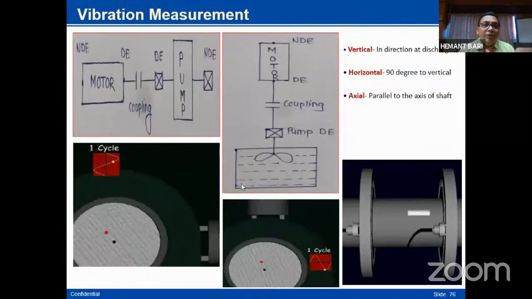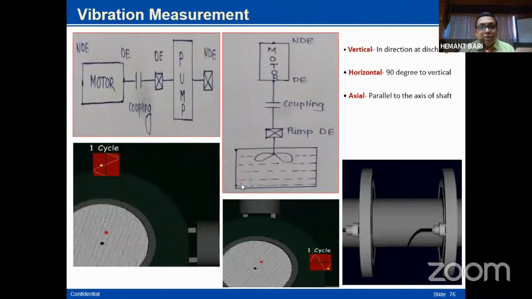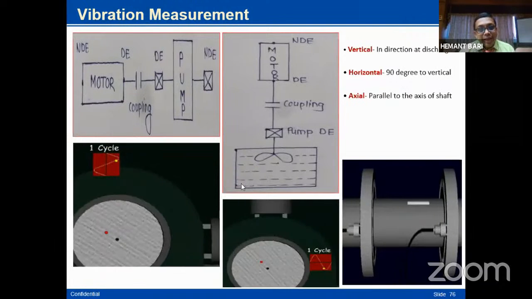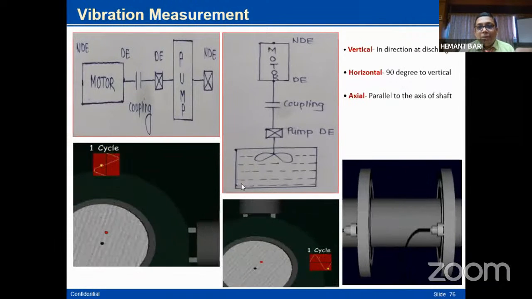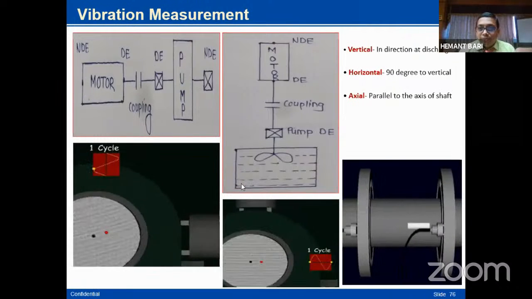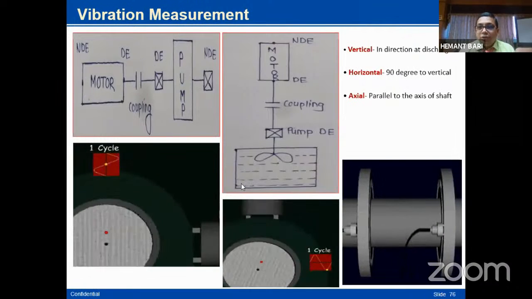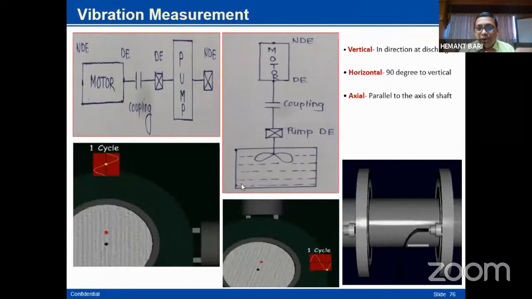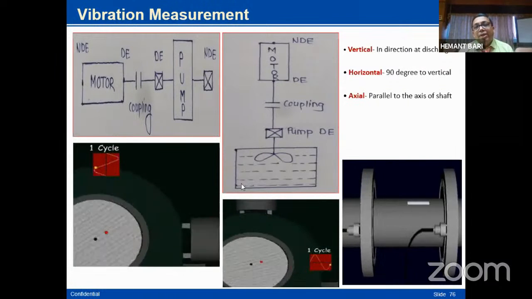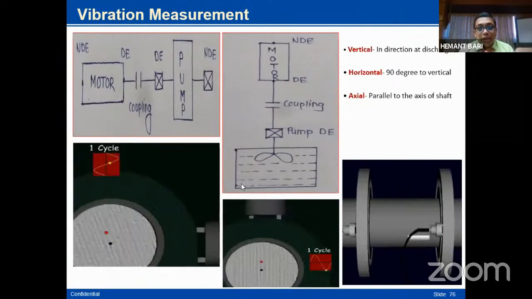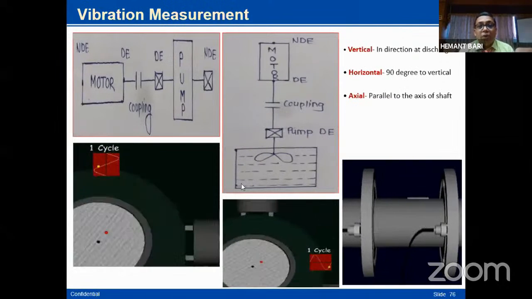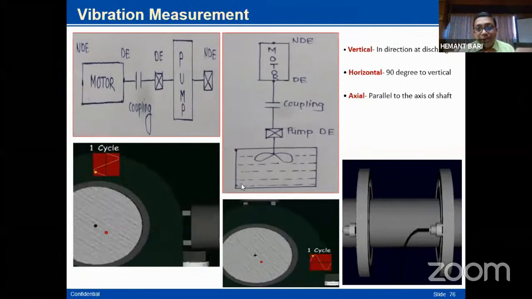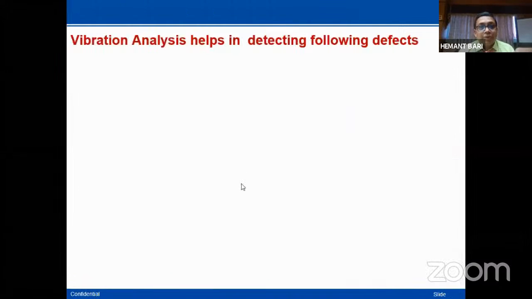Where do we take the data? We take the data in three directions, that is the horizontal, vertical, and axial direction. Okay, and for the vertical machines, the vertical direction will be the direction of discharge. These are all level 1 details. Whenever we get a chance in future, I can explain it to you in a cartoon format. All the animations and videos are there.